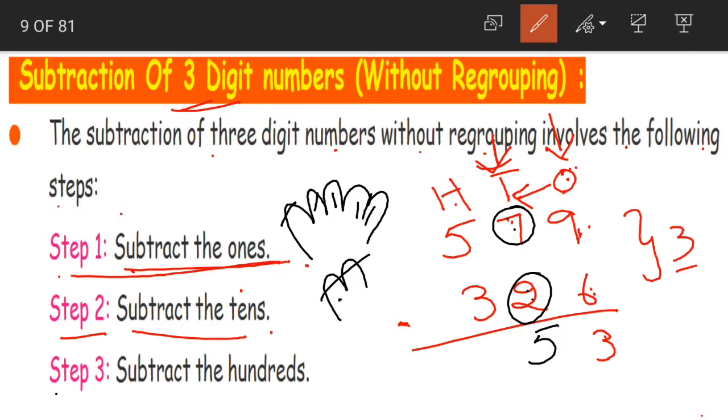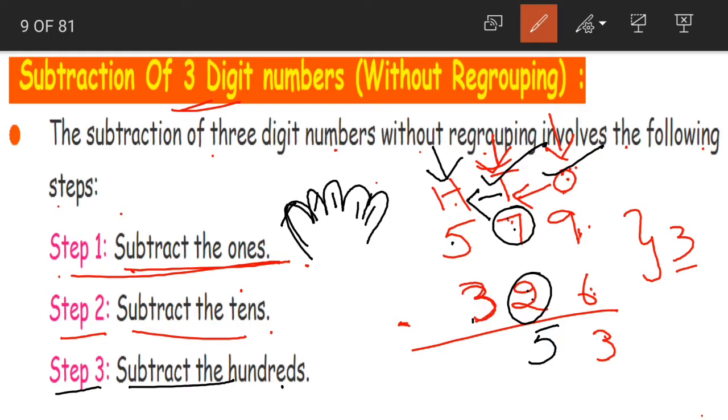Now what will be the third step? Subtract the hundreds. Now ones are done, tens are done. Now we are moving to the third place, which is our hundreds place. 5 minus 3. Again open 5 fingers. Yes, now here we are having 5 fingers, and from that how many should we subtract? We should subtract 3. So 1, 2, 3 gone. How many are we left with? 1 and 2. So 5 minus 3 is equal to 2. Clear children?